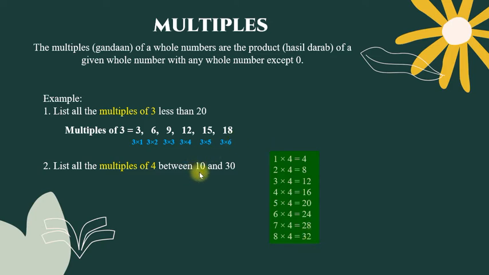But for this case, we want to find between 10 and 30. So if we look at the list here, between 10 means that after 10 is 12. So we start from here, 12. And between 30 means that less than 30, so we stop here. So we list down the multiples of 4 as 12, 16, 20, 24 and 28.